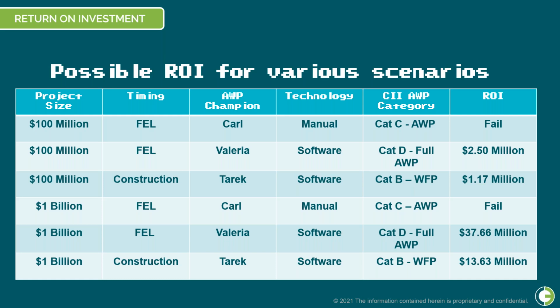Tarek, unfortunately, got involved in doing AWP at the construction stage. So Tarek is essentially reverting to work-face planning. Because of who Tarek was, we still gave him some software, but because we're only doing it during the construction stage, we're lacking some of that upfront capability. So even on the same project, Tarek's path got us down to 1.17 million. And then we essentially have very similar results for the $1 billion track, except the ROI was obviously scaled to the size of the project.